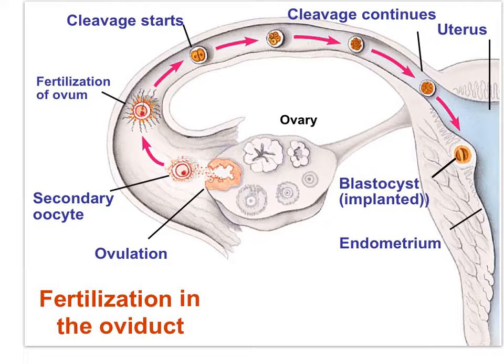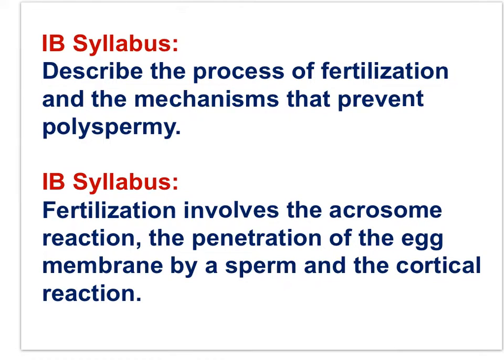How is it that the egg is fertilized by just one sperm? How is polyspermy prevented? So here are the next IB syllabus statements. Describe the process of fertilization and the mechanisms that prevent polyspermy. Fertilization involves the acrosome reaction, the penetration of the egg membrane by a sperm, and the cortical reaction.